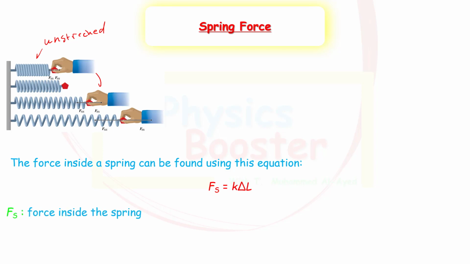So Fs is the force inside the spring. K is the spring's constant, and we talked about it before. And finally, delta L is the change in the spring's length. It's not the final length of the spring. It's the change in the length of the spring.